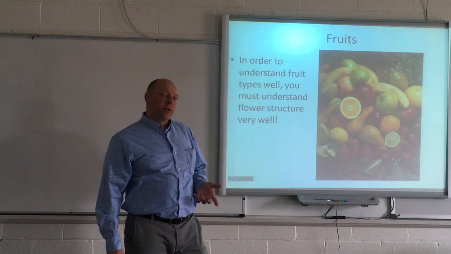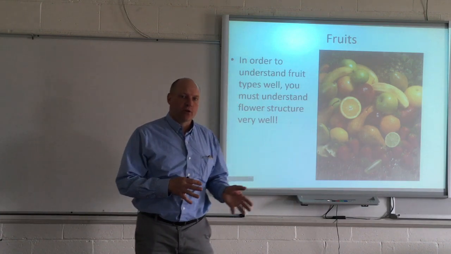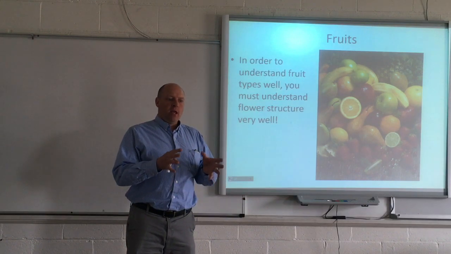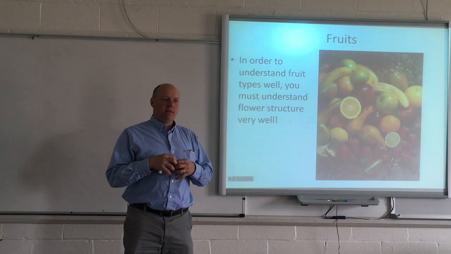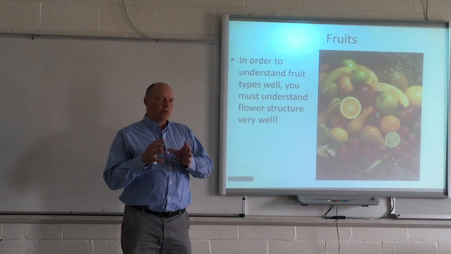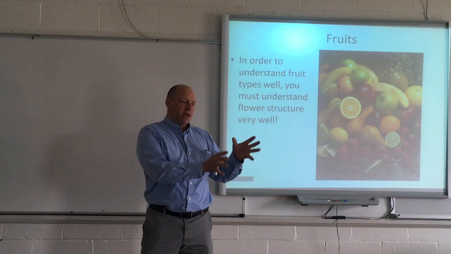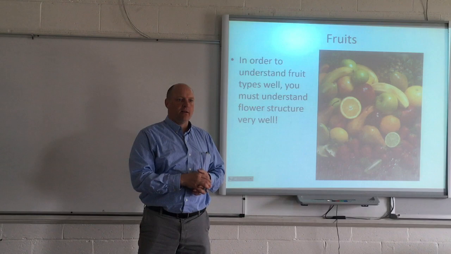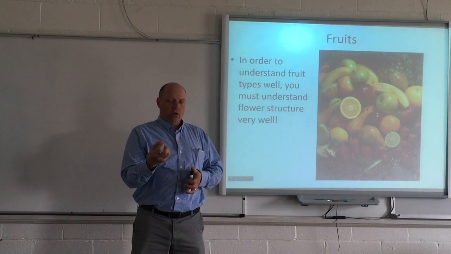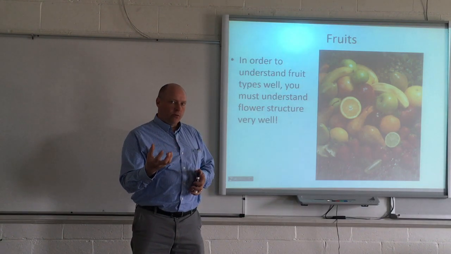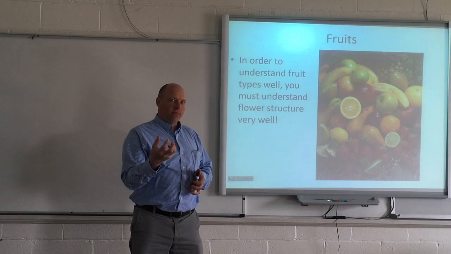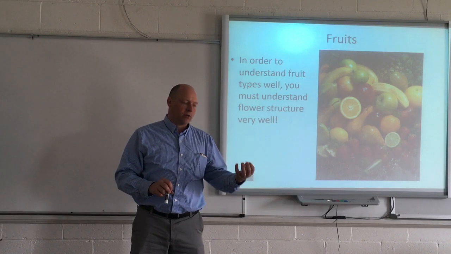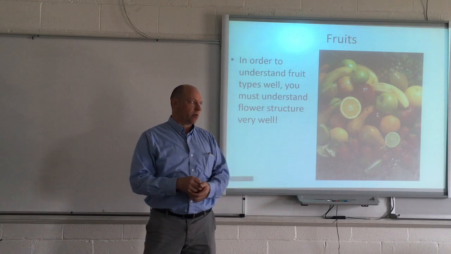So, in order to understand what a fruit is, you need to understand flower structure. We've already learned about flower structure, right? The shape and the structure of a fruit is directly related to the shape and the structure of its flower. Really important idea there. Whatever a fruit looks like, or however a fruit is structured, its flower had the exact same structure. The ovary of the flower had the exact same structure.